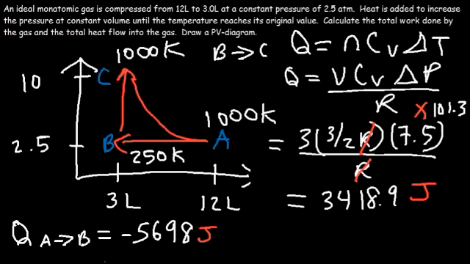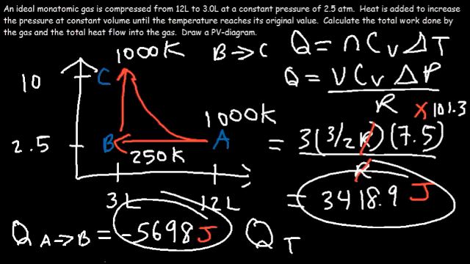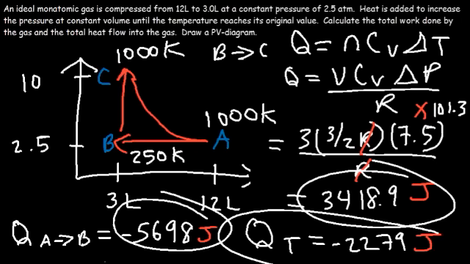Now, to calculate the total heat, which we said was negative 2279 joules, we could simply add the heat absorbed or released by processes A to B and B to C. So if we take negative 5,698 and add it to 3418.9, this will give you negative 2279 joules, which is the same answer that we had before. But now you know how to calculate the heat energy absorbed or released during an isobaric process and an isochoric process.